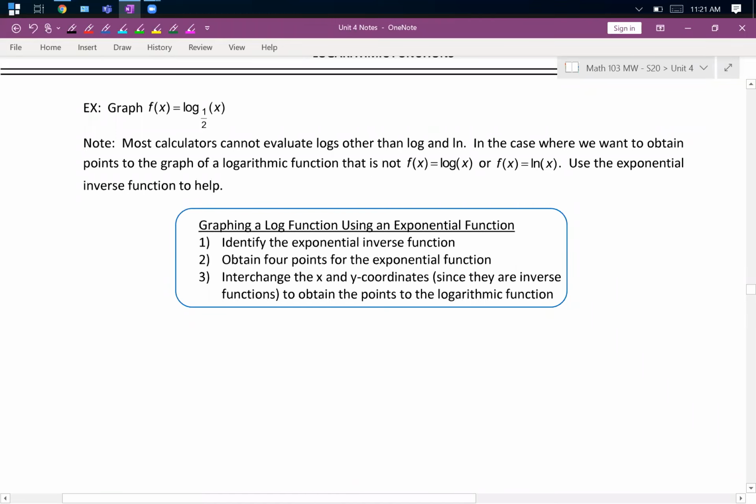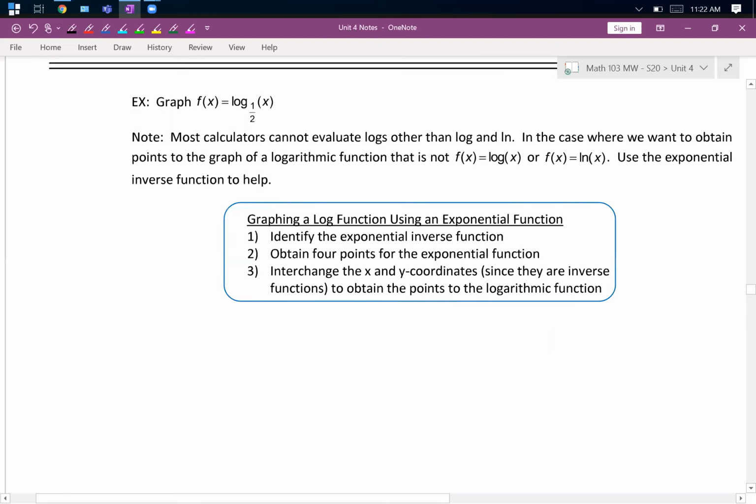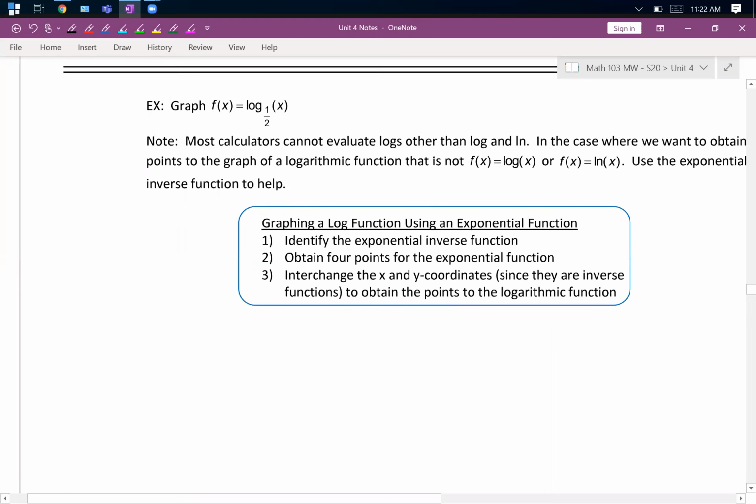As I mentioned, most calculators cannot evaluate logs other than our natural and common log. In cases where we want to graph one that's different, we're actually going to use our exponential inverse function to help us. So the first thing we want to do is identify the exponential inverse function. And don't make it hard. It's whatever your log base is raised to the x power.